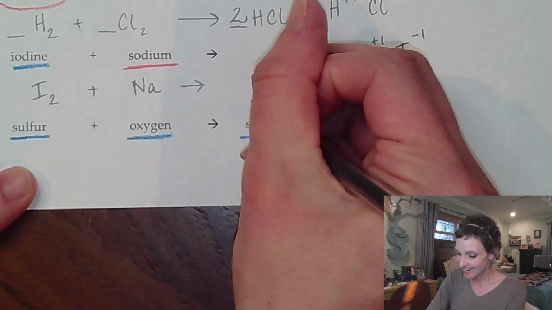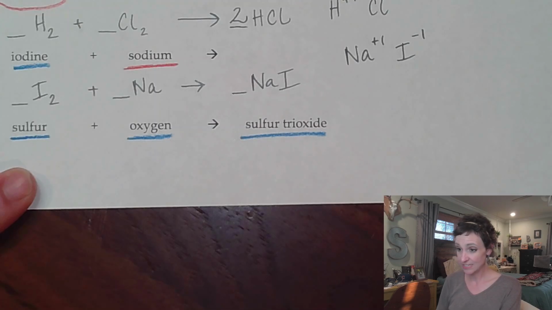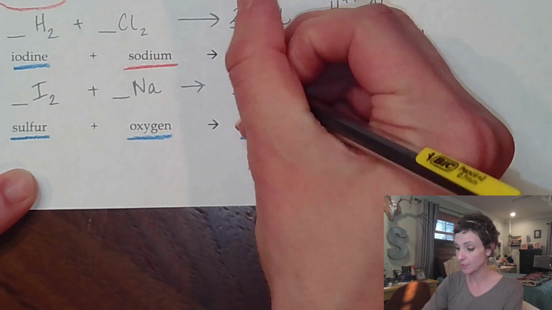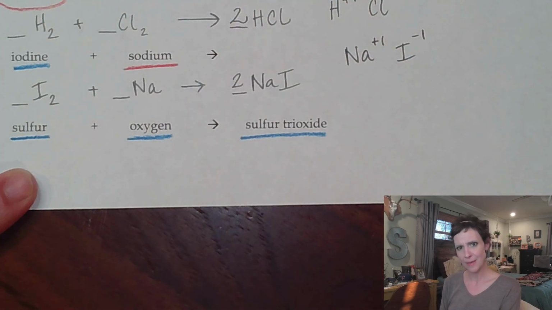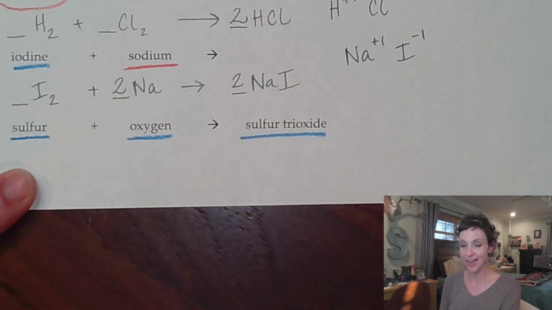Okay. Now for balancing, let's see. The only discrepancy I have is I've got 2 iodines over here, so I need 2 over here by putting a 2. Well, then that made me have 2 sodiums on the product side, so I've got to put a 2 here as well. And we balanced.